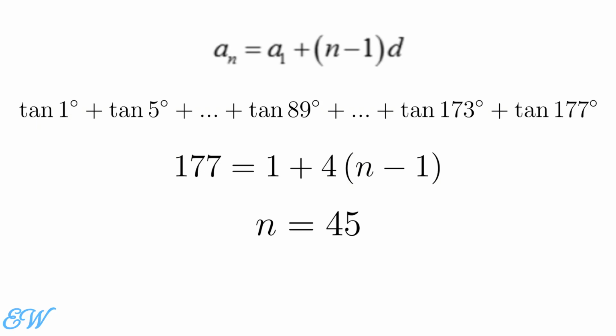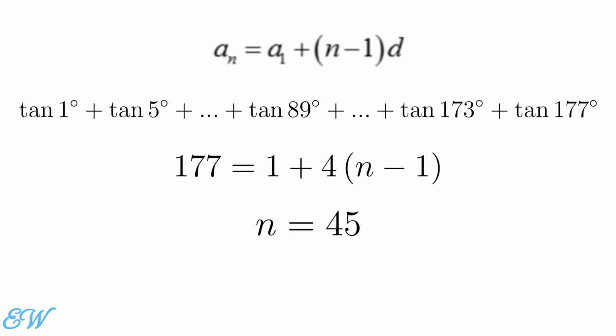So here we have our series from tan of 1 degree all the way up to tan of 177 degrees. And to find the amount of terms in this series, we can plug it into an arithmetic series formula. So a sub n is equal to a1 plus n minus 1 times d. So d is our difference from each term. N minus 1 is whatever number term the term before it is. So if the term is number 4, n minus 1 would be term number 3.